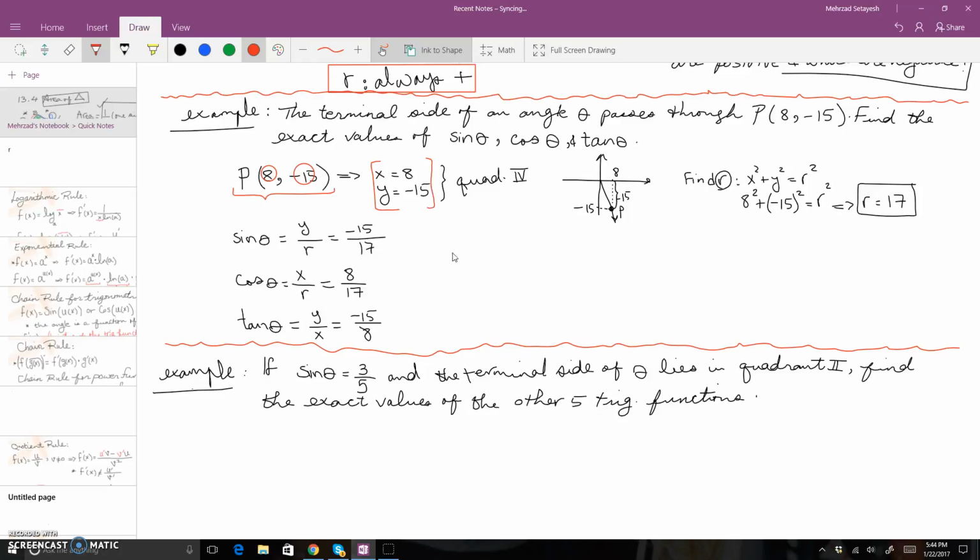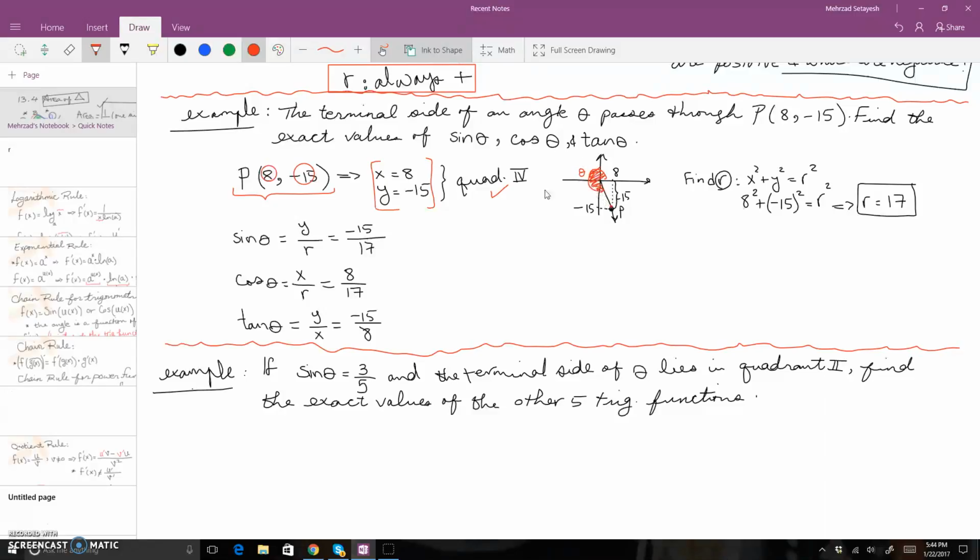So I already know x and y. Therefore, since x is positive and y is negative, this is located in quadrant 4. So here's the picture. Angle theta, starting from the positive side of the x-axis, ends with this terminal side. Terminal side passes through the point 8, negative 15, which is this point P here. So therefore, we know the terminal side, so we know angle theta, which is this angle.